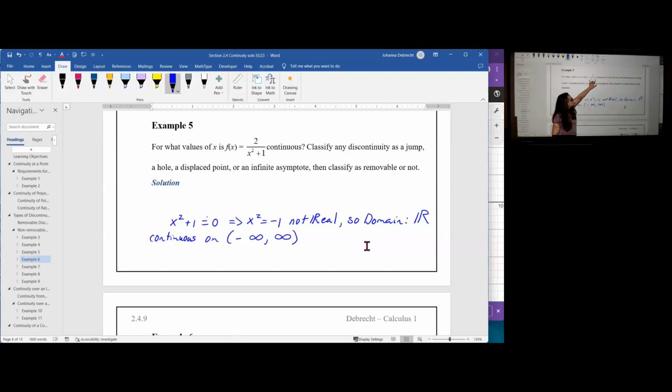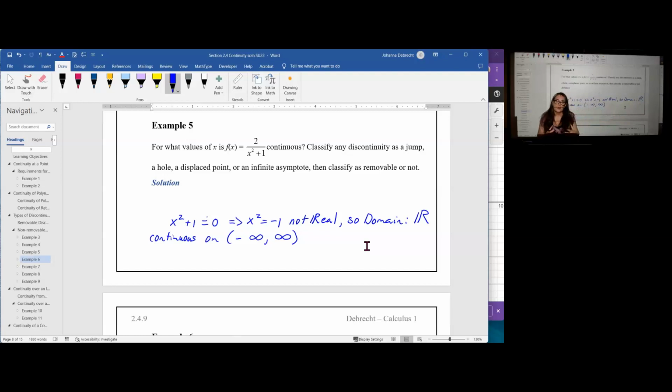So when we're looking at this one, I need to think about x squared plus 1. Nothing cancels, so there's no hole. It can't be a displaced point or a jump because it's not piecewise defined. Do I have a vertical asymptote? Take x squared plus 1, set it equal to 0, and solve. In this case, I get x squared equals negative 1. I know my next step is to take plus or minus the square root of negative 1. But that gives me the imaginary number i. That's not real. It does exist. It's just not real.